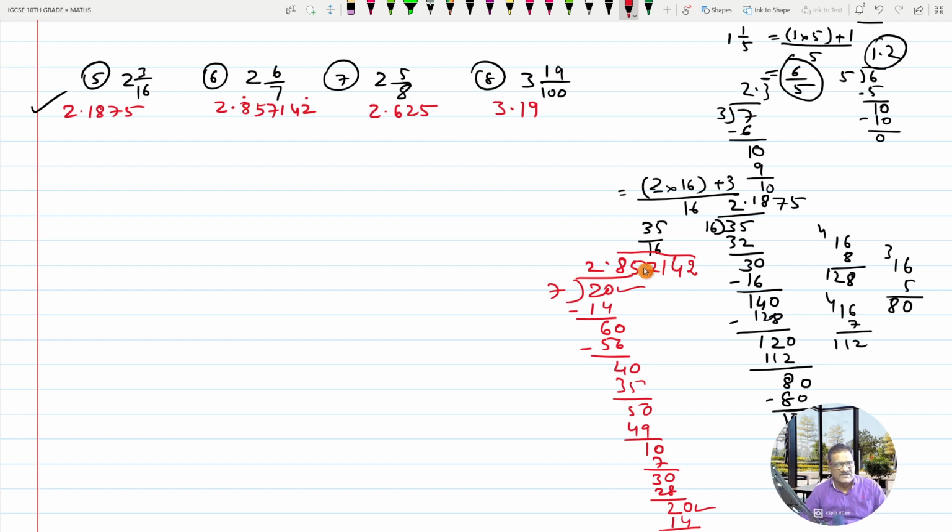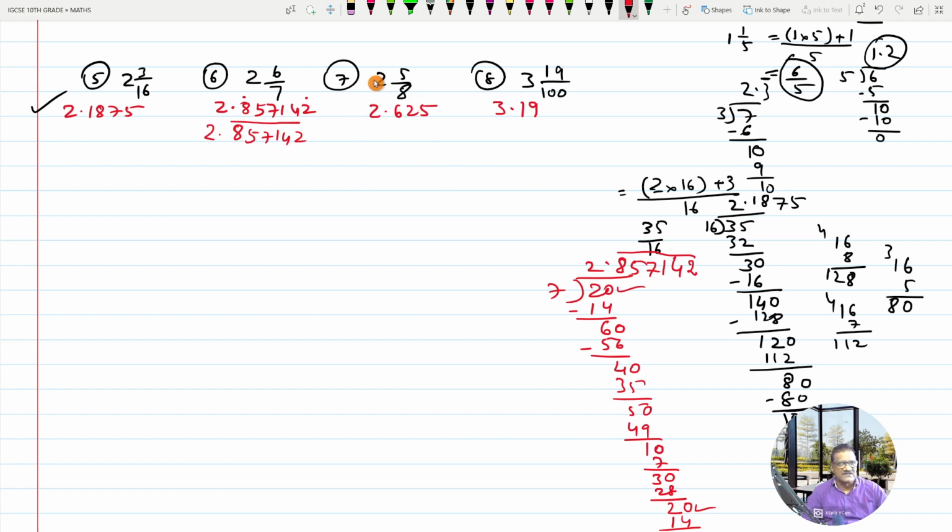So the recurring bunch of numbers is 857142. So either you write 2.857142 and put a dot on the first and the last digit, or the other way of writing it is 2.857142 with a bar on the entire bunch of these digits. You put a bar starting from 8 up to 2, including both 8 and 2. So this is the way you have to represent the answer. Now this is a recurring decimal, right?